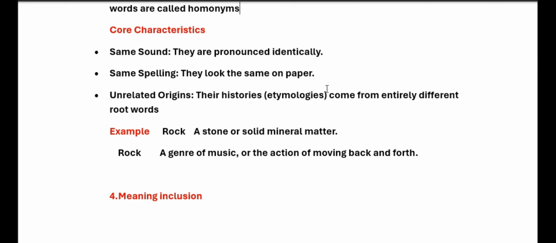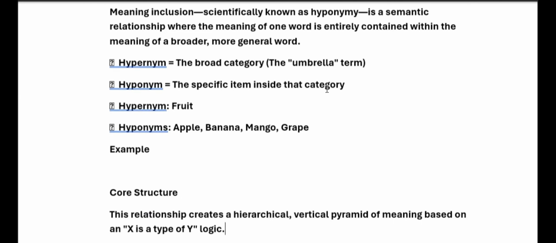Okay, now let's see what is meaning inclusion. Now meaning inclusion is also known as hyponymy. Okay, it is the semantic relationship where the meaning of one word is entirely contained in the meaning of another. Okay, which means one word contains the meaning of another word. Okay, so the word that contains is the hypernym, and the one present in that word is the hyponym. Okay, hypernym and hyponym. Hypernym is the broad category, the umbrella term, and hyponym is a specific item inside that category.